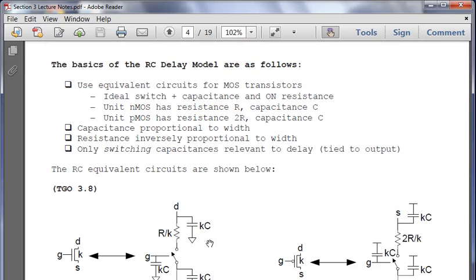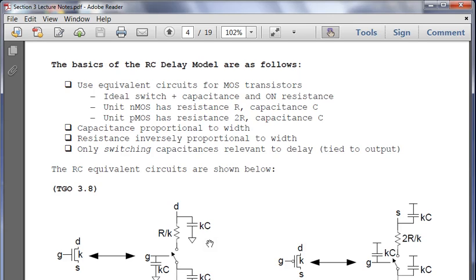Okay, so this TGO 3.8, this is our actual converted. So this is an NMOS transistor. And so we have an instance of resistor, an input capacitance. Now this value K, this is where it becomes important because this is where it has the width. So when we start scaling in 3-input AND gates, 3-input NOR gates, this value K is going to relate to the number of transistors we have in series.